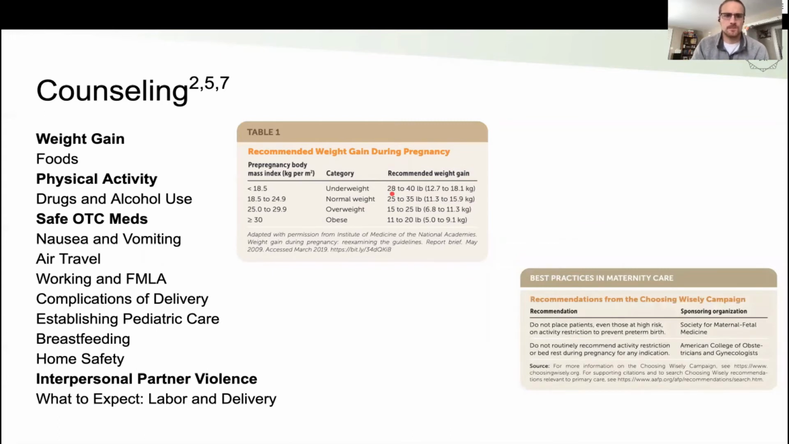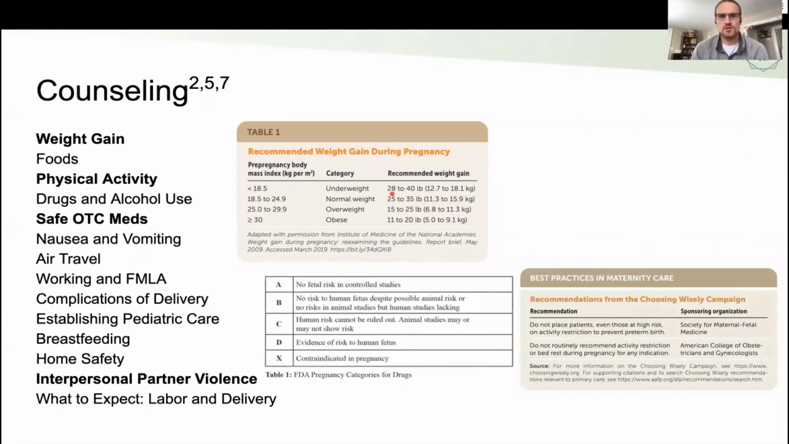in a person's life. Also, we want to talk about what safe over-the-counter meds are. This is a classification and indications for medications in pregnancy. A would be no fetal risk in controlled studies. X is contraindicated, and then a variety in between. It's just helpful to know. You can look this up if you need it. So whenever you see a medication with a letter grade, you know what that means based on the pregnancy.